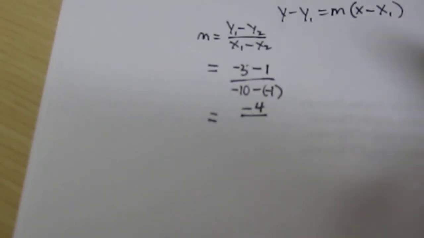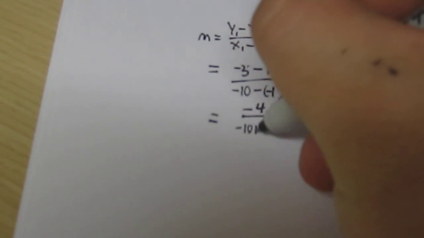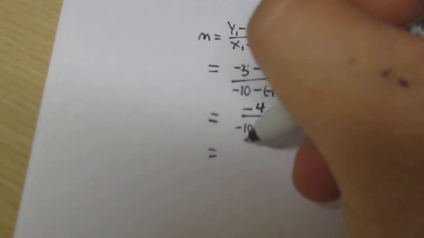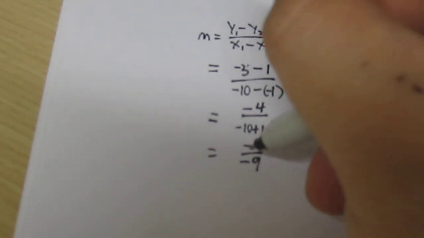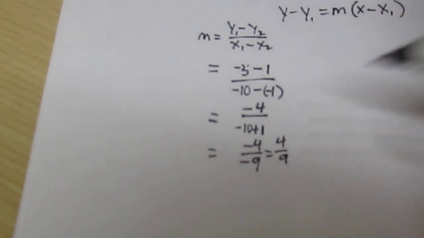Negative 10 minus a negative 1. That's the same thing as negative 10 plus 1. Correct? So that simplifies into negative 4 over negative 9. Negative divided by negative is always a positive number. So that's 4 over 9. Okay, so we know m is equal to 4 over 9.